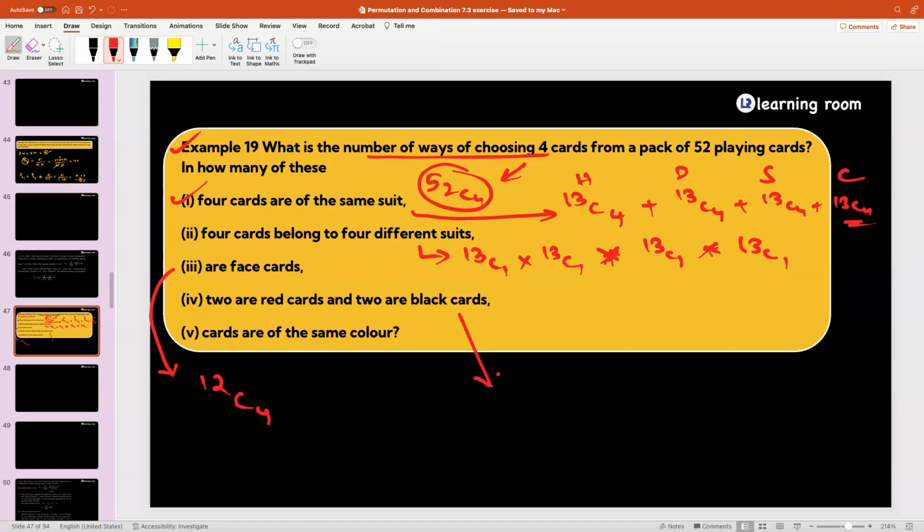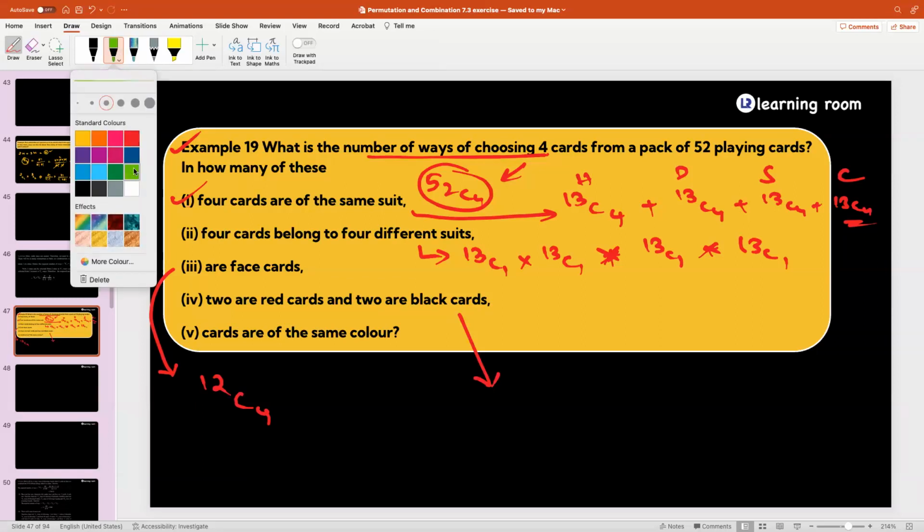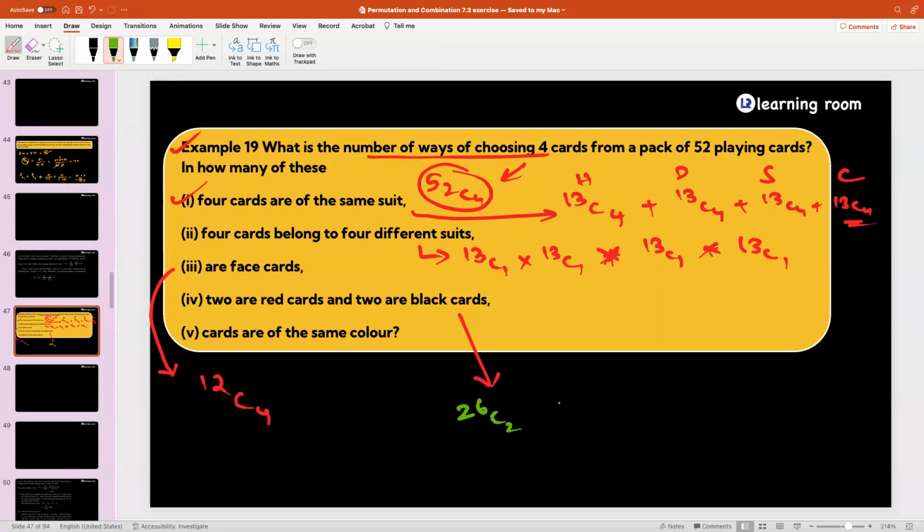Next. So what about the fourth one? So 2 red cards and 2 black cards. So 26C2 and 26C2. There are 26 red cards and 26 black cards. So out of the 26 red, you need to choose 2, and out of the remaining 26, you need to choose 2. That is why it is 26C2 into 26C2. Am I correct? Yes.